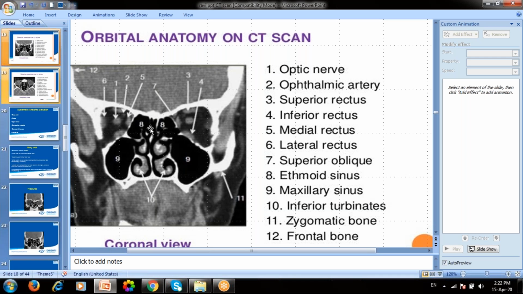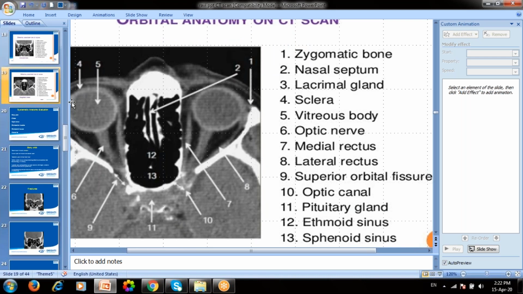But again, you can see the first one is our eyeball. This round one is our eyeball, and the white circular thing is the sclera. If you see the fourth one, this is the sclera, the whole round one, and the gray portion is the vitreous body inside the eye. The sixth one is the optic nerve in the axial cut. This is both eyes, and this is the optic nerve over there.